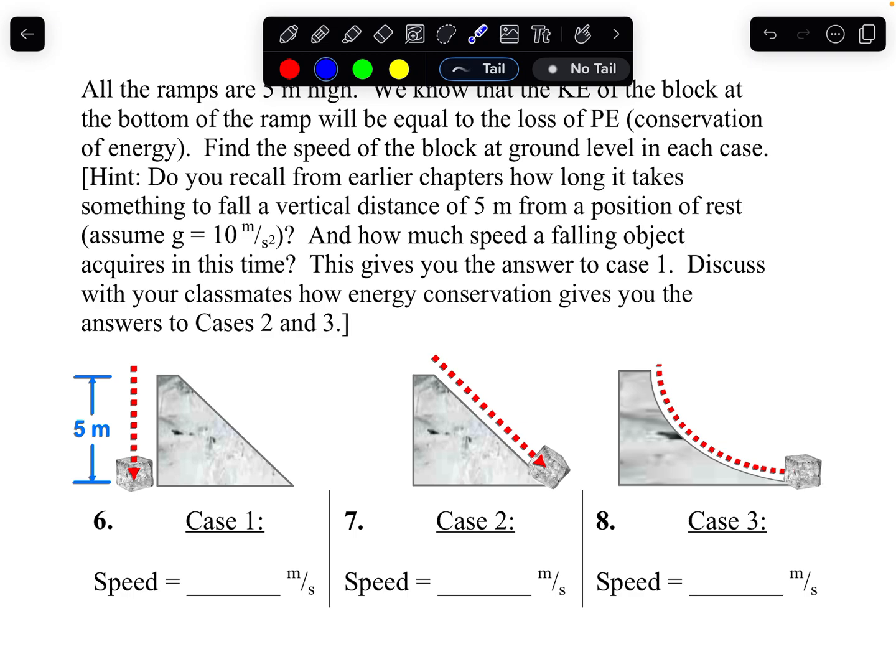The key with this, folks, is that our block is always starting with the same amount of potential energy and always getting down to the ground level.